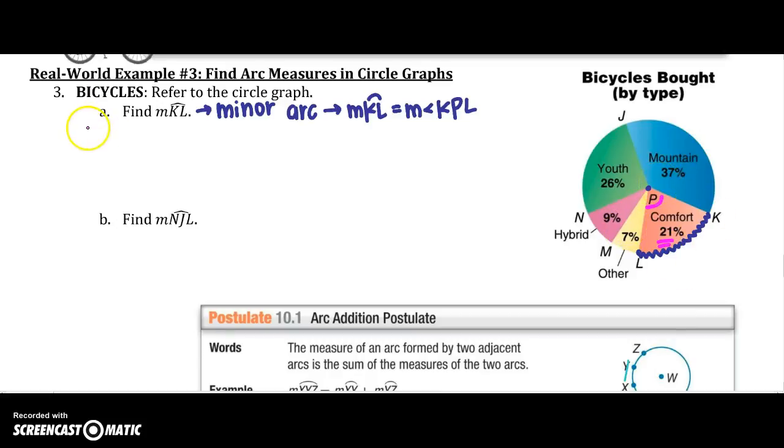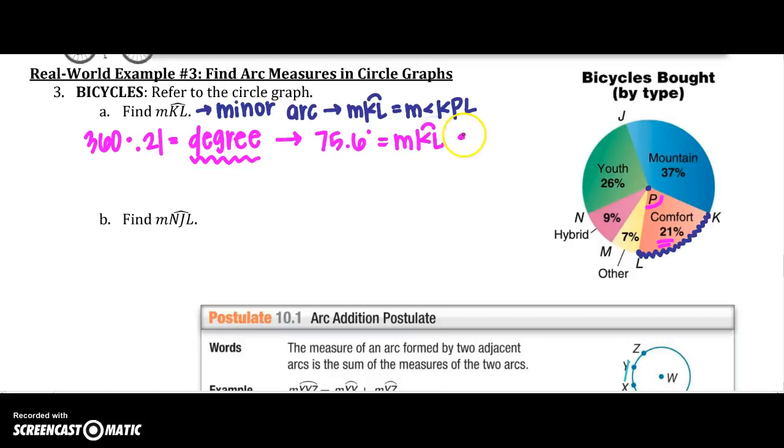So we know that the whole circle is 360 degrees. We can multiply that by 21%, which gives us our degree measure. You can use a percent to find your degree. So when I put that in my calculator, I get 75.6 degrees. So that would be how much my angle equals and my arc equals. So again, you can use the degree or the percentage that they give you to find your central angle, and because the entire circle is 360 degrees, that's how I came up with 75.6.